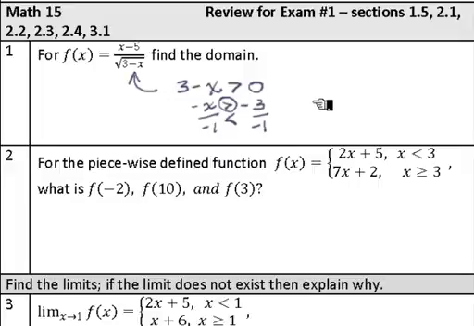So what do we have here? We have x less than 3. And that's our domain.